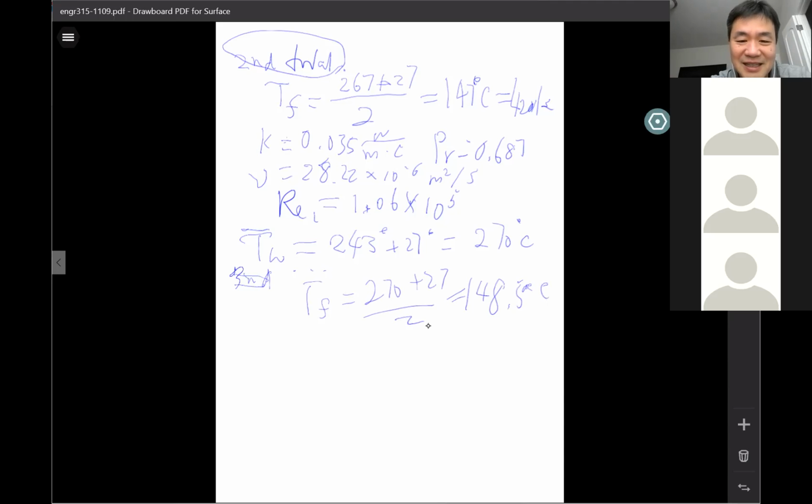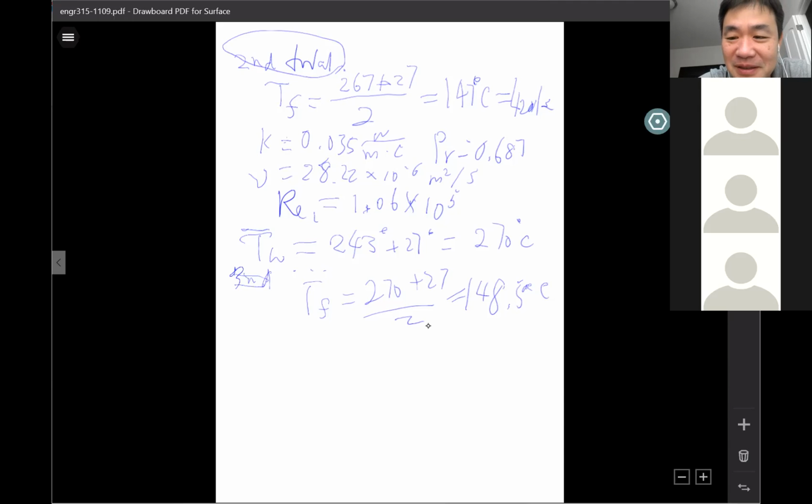Right, 297, right? 297 divided by 2 is 148.5. So you have a 1.5 degree temperature difference in the film temperature. If you look at your tables in the textbook, that won't show any difference in the k, the Prandtl number, and the viscosity with a 1 degree temperature difference.